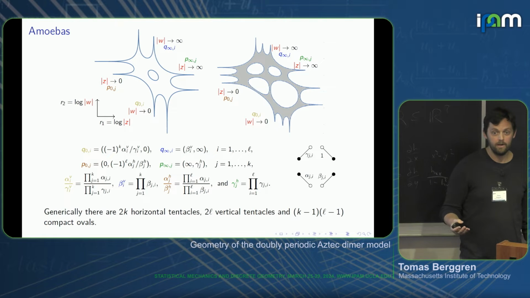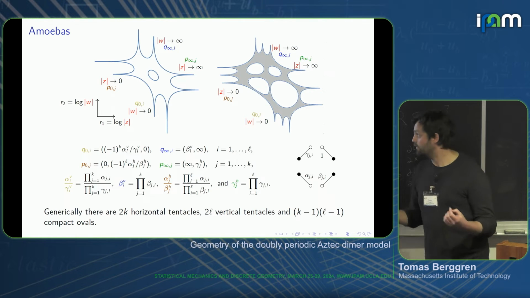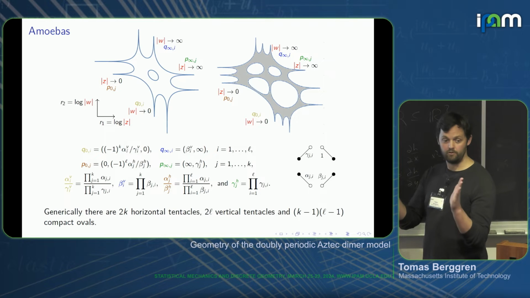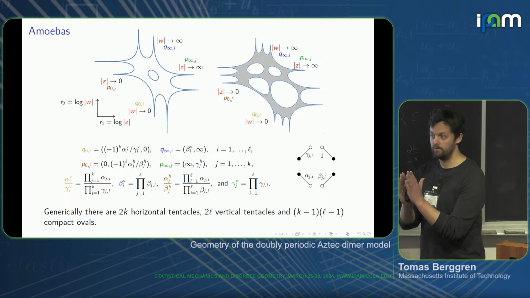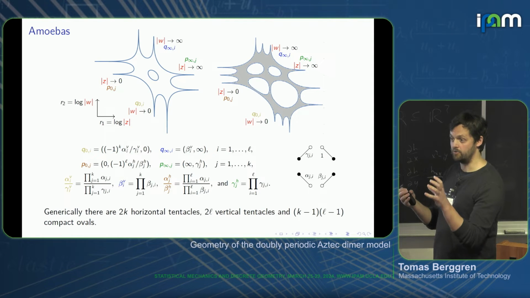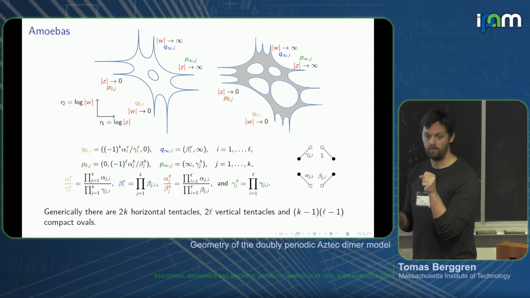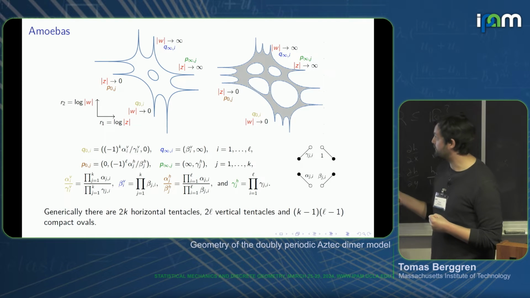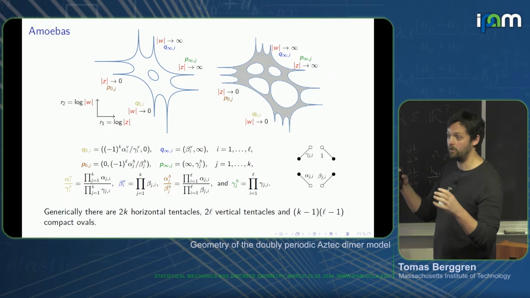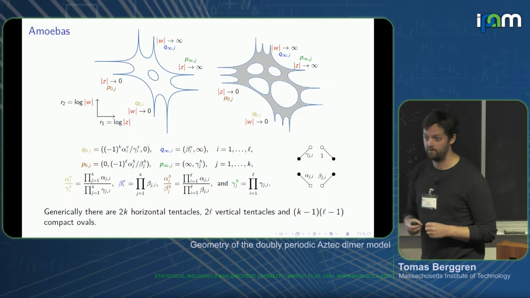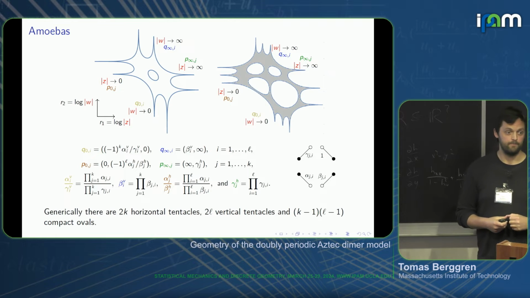That's true generically. In general, what can happen is that some of these tentacles merge together, as well as some of these loops can shrink to points. But that's the only thing that can happen. So for instance, two of these loops cannot merge together, and they cannot go to the boundary or something like this. Okay?